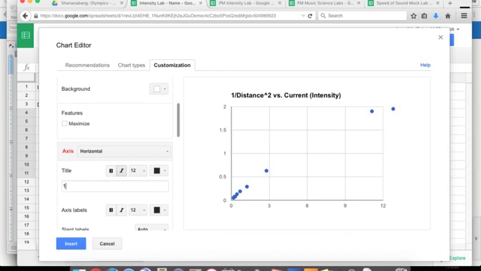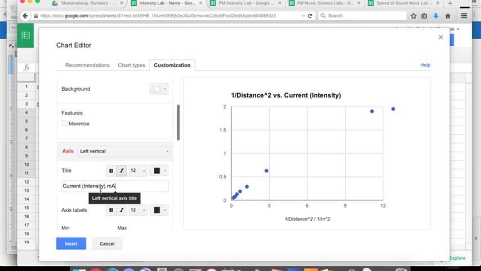Label my axes. So on the horizontal side, again, 1 over distance squared. And my units are 1 over meters squared. And then that should show up down below. I can switch it to vertical just by clicking that. Go down. I've got intensity on the side, but again it was current, so current is measured in milliamps, so I'm going to put those things on the side.